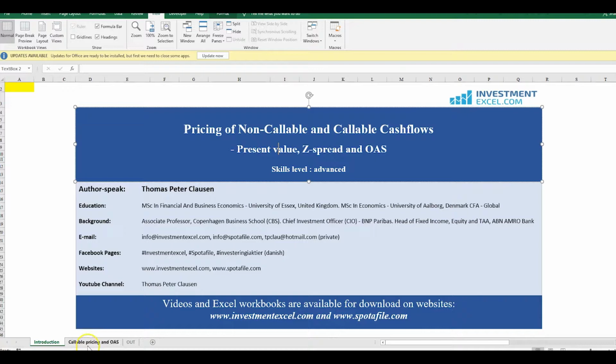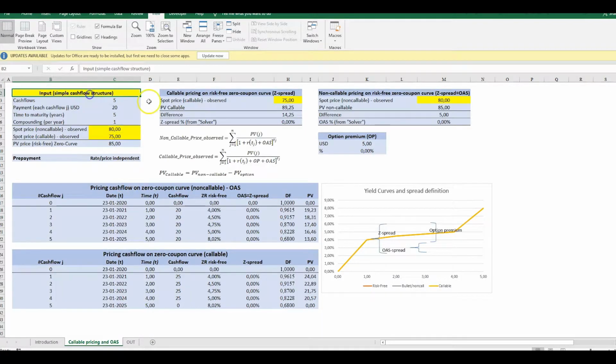Let's start by looking at the cash flow. Needed info is up here in the upper left corner. 5 cash flows. Expected payment of 20 at each cash flow, 5 years to maturity, so leaving 1 cash flow a year.